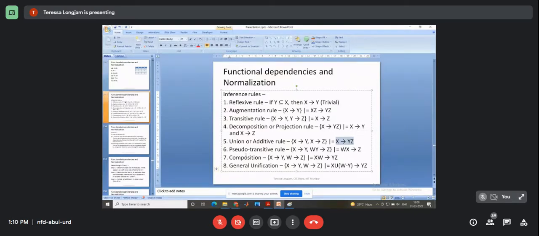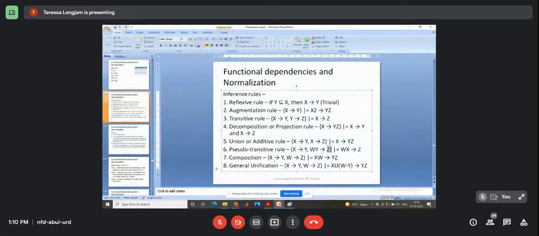Next one is the pseudo transitive rule. If we have two functional dependencies, X determines Y and WY determines Z, then we can combine W and X and determine Z. Because by combining Y and W, we can determine Z, and this Y can be determined from X. So that means by combining X and W also, we can determine Z. So this is the pseudo-transitive rule.